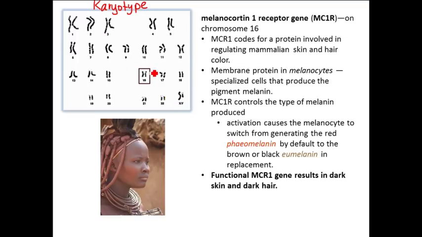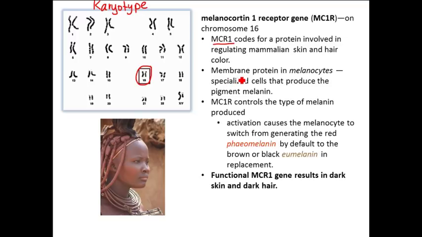So this is a karyotype, and I'm just using this to show that this gene is located on chromosome 16. Okay? This gene, MC1R, codes for a protein that's involved in regulating mammalian skin and hair color. Okay, so it's actually a gene that we find in all mammals that is involved in the skin and hair color of all mammals, like dogs, cats, bears, all that kind of stuff.